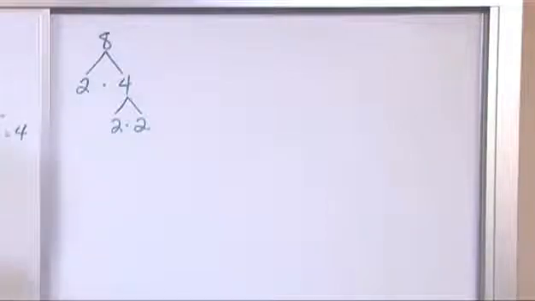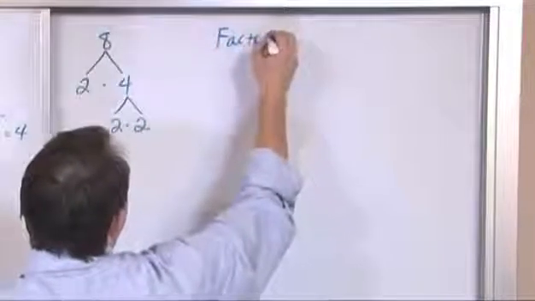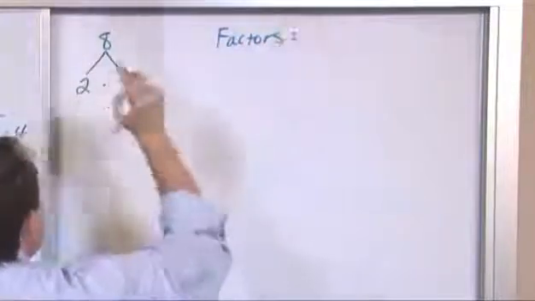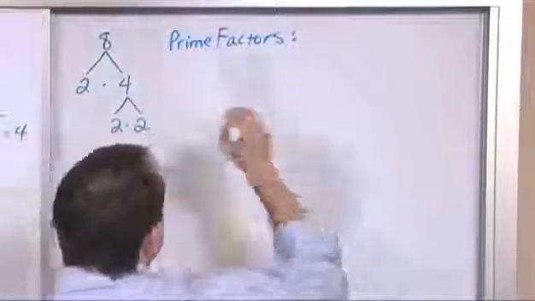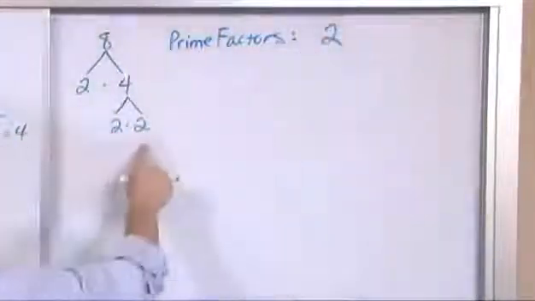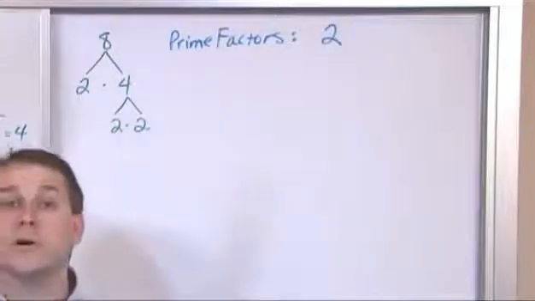So we've completed basically the factor tree. So if we want to list the factors of the number 8, the prime factors, it's just going to be the number 2 because that's the only thing that's at the bottom of this tree, and every number at the bottom of a factor tree by definition is going to be a prime number.